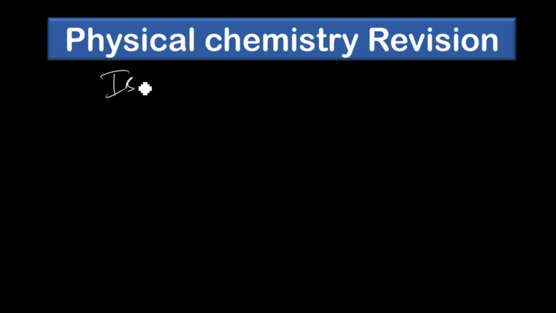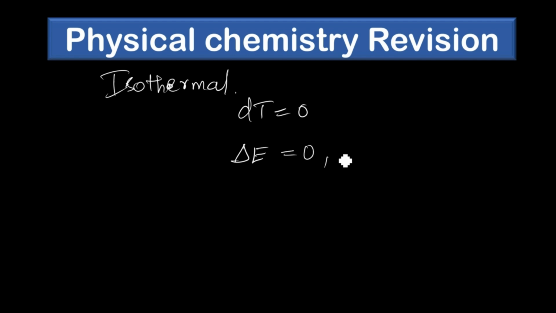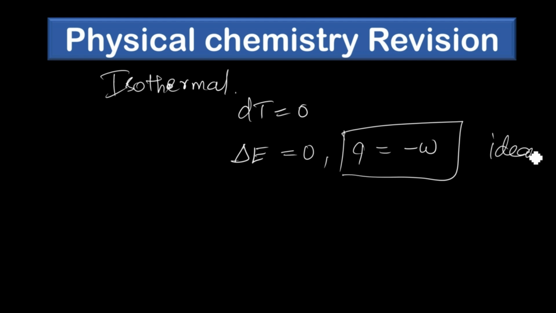Then what is an isothermal process? As the name indicates, the temperature is constant, which makes dT equal to 0. So if dT is 0, delta E will also become 0, and Q is equal to minus W. Right, so this is important. It's true for ideal gases only.